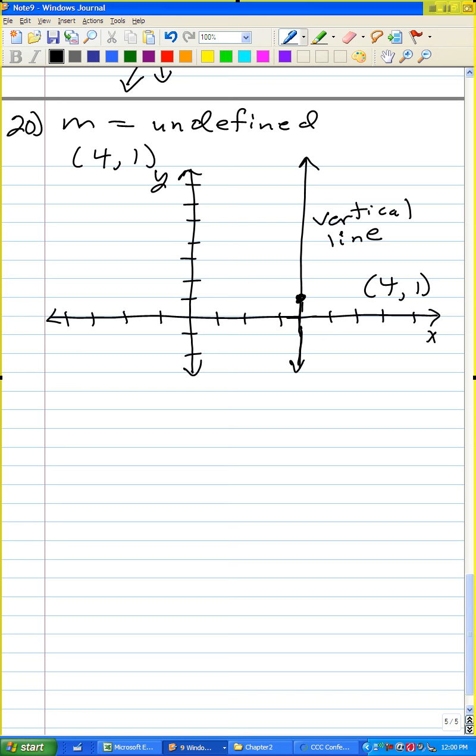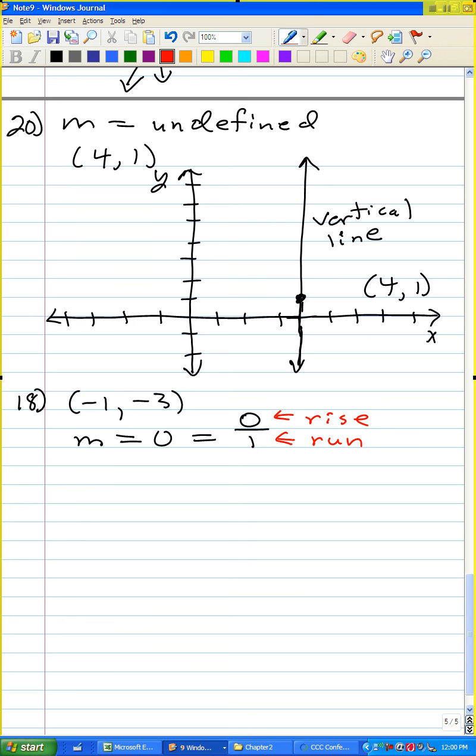Let me do problem number 18. Slope is 0. Well, it passes through the point -1, -3, and the slope is 0. Let me write 0 is 0 over 1. And so this is my rise, and this is my run.